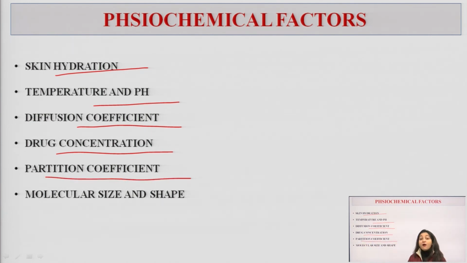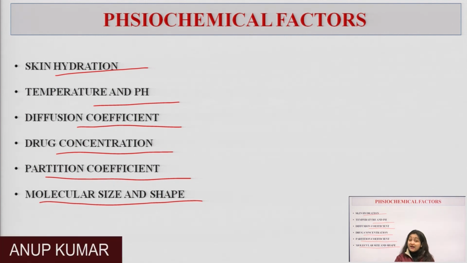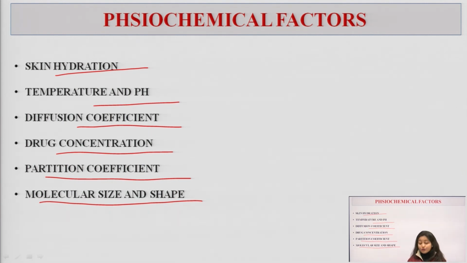Another physiochemical factor is the partition coefficient. Partition coefficient is the solubility of a particular drug in an aqueous or an oily solvent. Depending upon the type of medicament that we are formulating, the partition coefficient is going to vary. If it is an oil-soluble drug, then the vehicle must be selected as per the requirement. The last physiochemical factor is molecular size and shape. This plays a very vital role in deciding the permeation of a drug from the stratum corneum to the subcutaneous layer, because if the size is too large, the molecule is not going to pass through the passages and there is going to be difficulty. So, molecule shape and size play an important role.